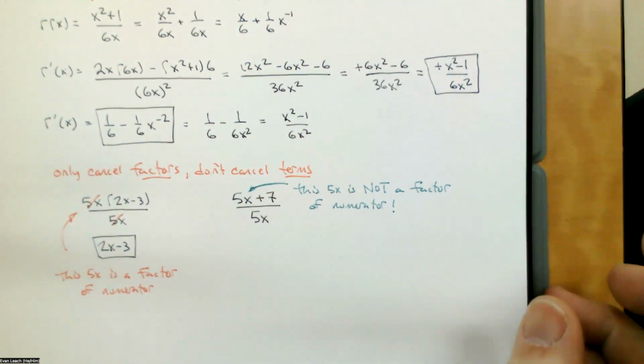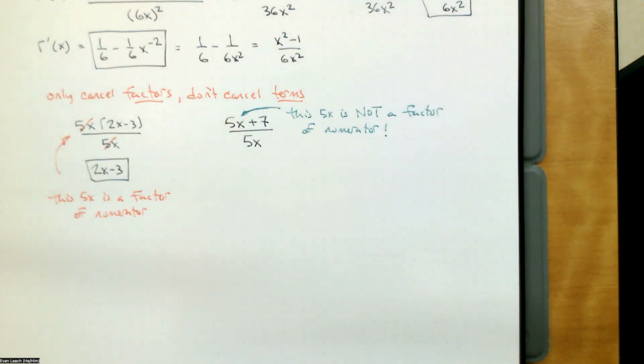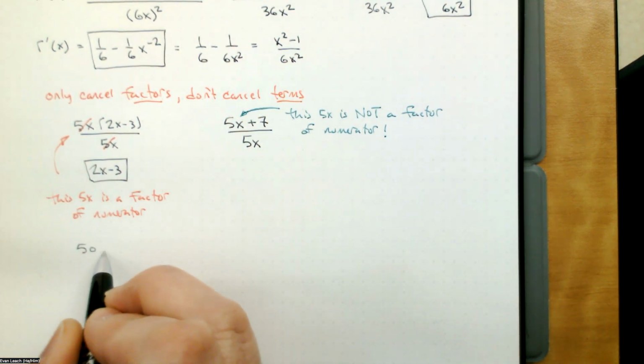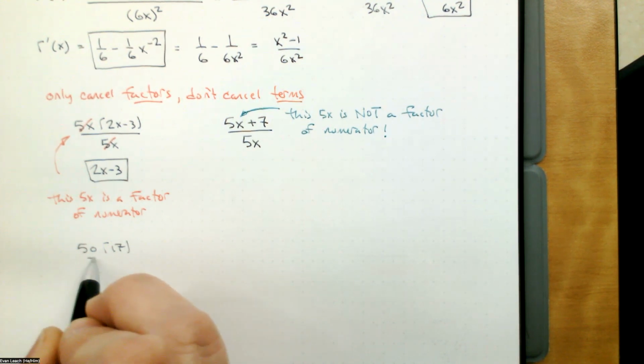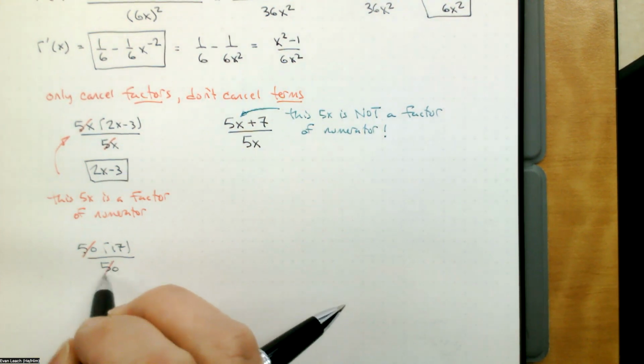The only reason for this is that that's what numbers do. All the rules for algebra are only in place because that's what numbers do. So if I had 50 times 17 divided by 50, I've taken 17, I've multiplied it by 50, and I've divided by 50. Those are inverses. I'm going to be back to where we started. 50s cancel.